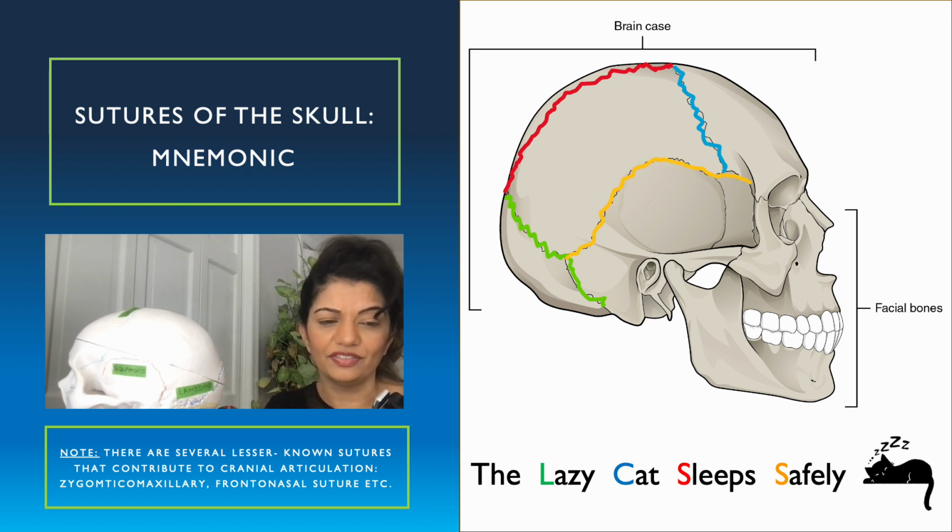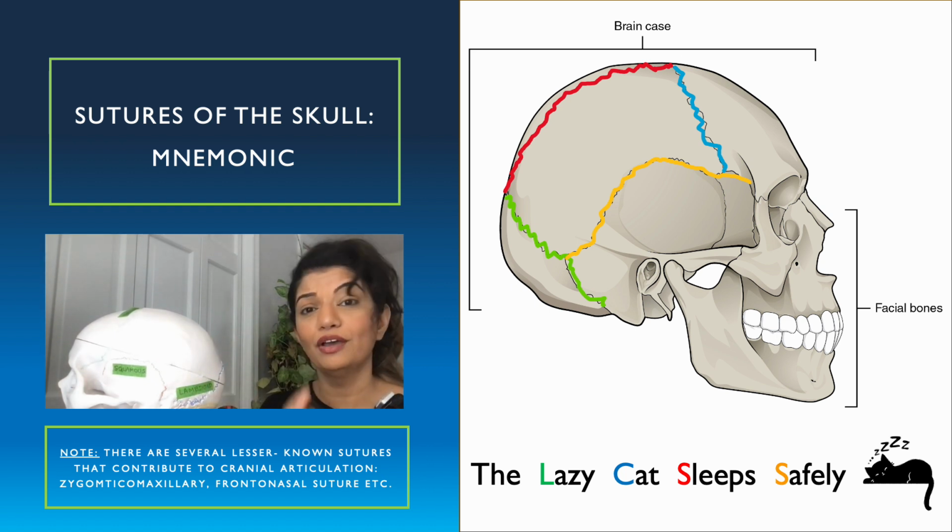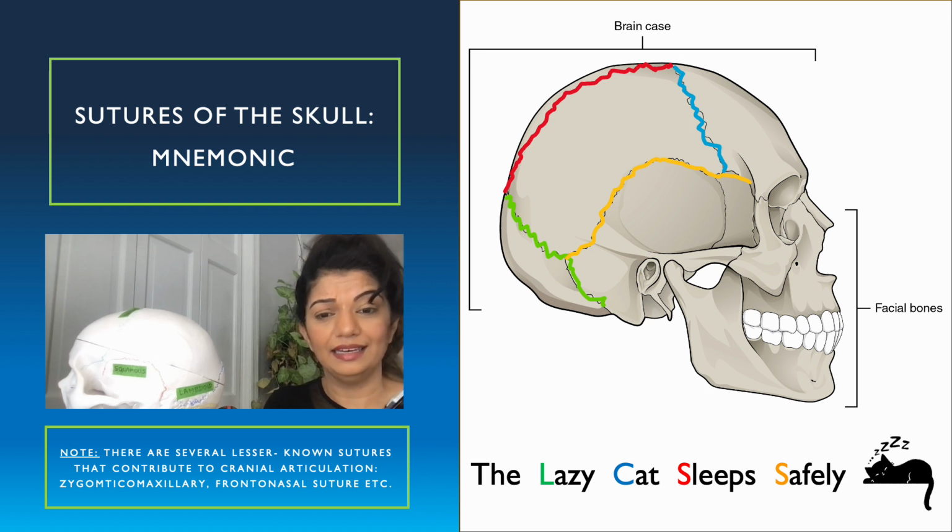Then lastly, we've got the squamous suture, which basically connects the parietal and temporal bones. Okay, so those are your sutures. And let's move on to the next set of bones.